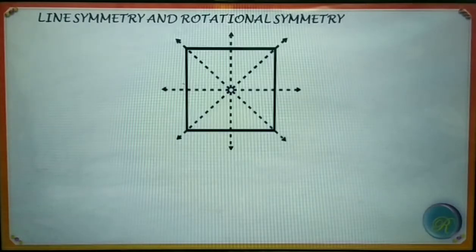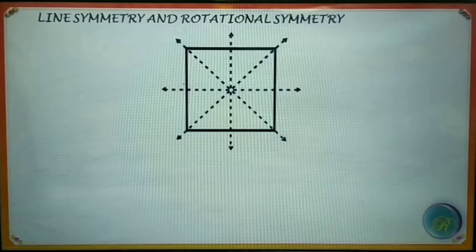How many lines of symmetry does it have? 4. Does it have any rotational symmetry? If yes, what is the order of the rotational symmetry? 4.